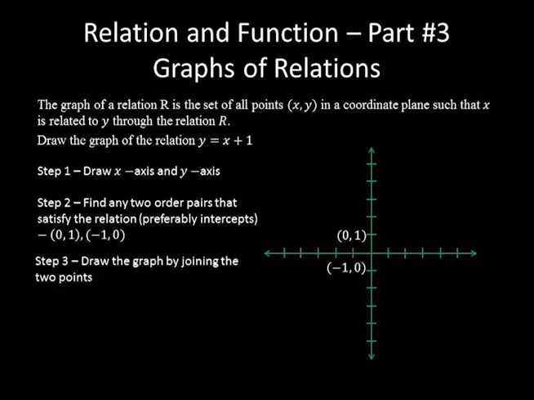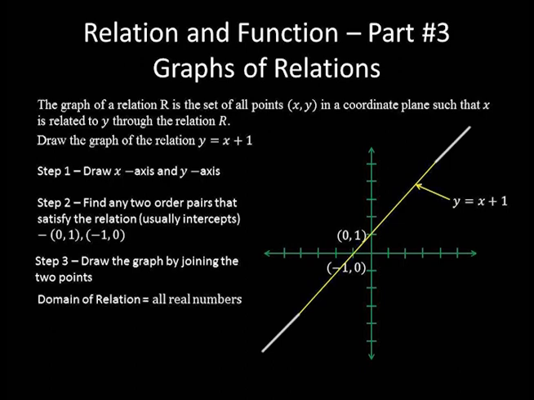Step 3, draw the graph by joining the 2 points, or by drawing a line that passes through these 2 points. The line looks like this. This straight line represents not only these two order pairs, but also any other order pairs that satisfy the equation y equals x plus 1. So we can name this straight line y equals x plus 1. The graph extends indefinitely to the entire portions of x-axis and y-axis. Therefore, the domain of the relation equals all real numbers and the range of the relation equals all real numbers.